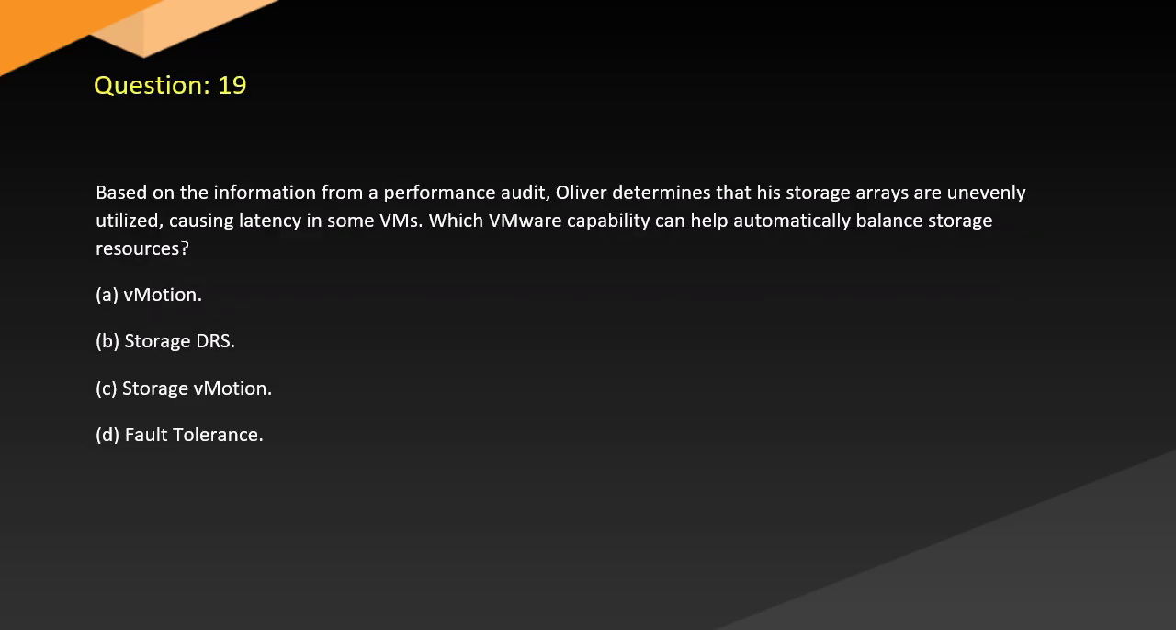Question 19. Based on the information from a performance audit, Oliver determines that his storage arrays are unevenly utilized, causing latency in some VMs. Which VMware capability can help automatically balance storage resources? A. vMotion. B. Storage DRS. C. Storage vMotion. D. Fault tolerance.